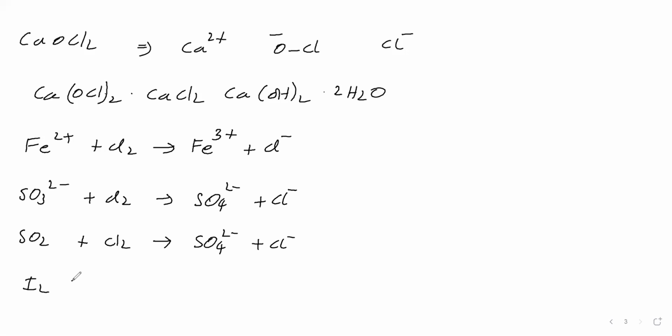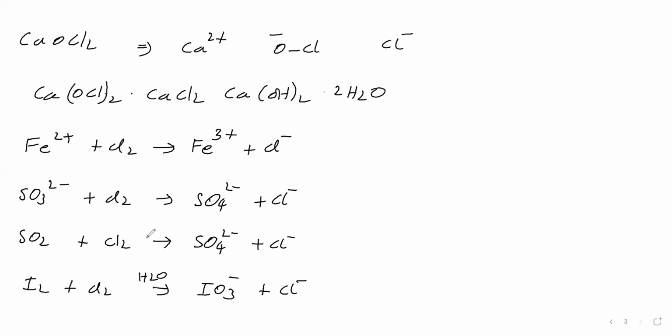Then iodine with the Cl2. Iodine is converting into iodate, and Cl2 is converting into Cl minus. Here water is required, otherwise oxygen will not come. These are the oxidizing nature of Cl2.